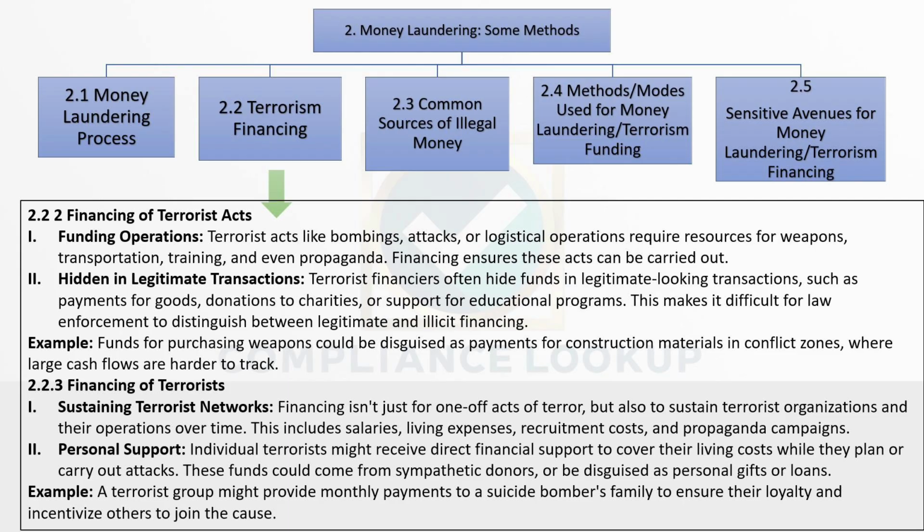Example: a terrorist organization may provide monthly financial support to a suicide bomber's family as an incentive. The group promises ongoing financial security to the bomber's family, ensuring their loyalty and motivating others to follow the same path. In this way, financial incentives are used not only to support the immediate act of terrorism, but also to sustain the broader network by encouraging others to join and commit to similar acts.